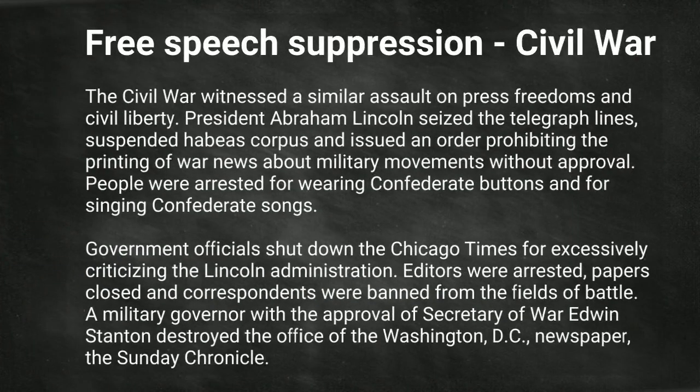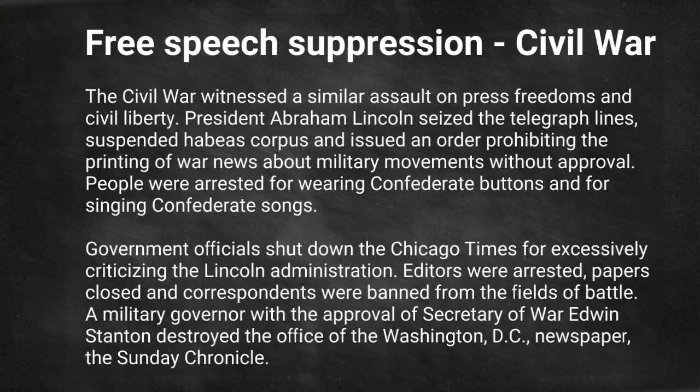Free speech suppression during the Civil War. The Civil War witnessed a similar assault on press freedoms and civil liberty. President Abraham Lincoln seized the telegraph lines, suspended habeas corpus, and issued an order prohibiting the printing of war news about military movements without approval.